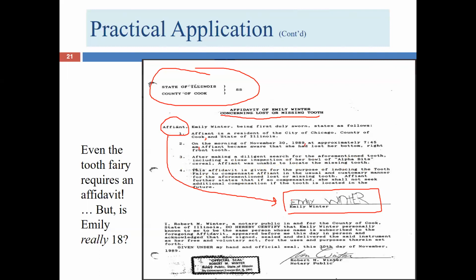Of course, we have a problem here. Probably Emily is of reasonably sound mind, but I don't think she's really 18. And you may have noticed that language was missing from this affidavit. And here is the jurat. I'm guessing little Emily's dad is a notary, and so he was able to execute this for her.